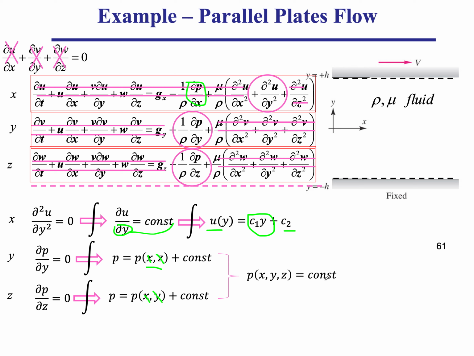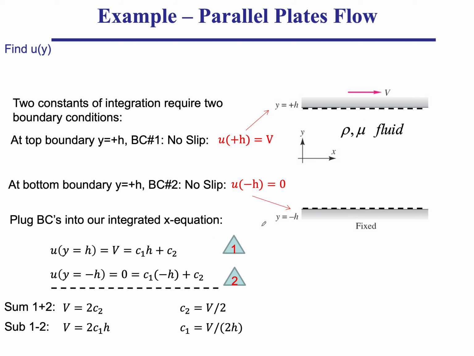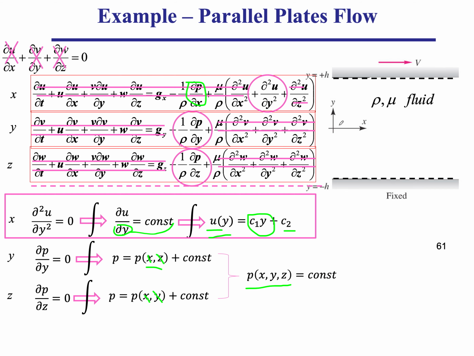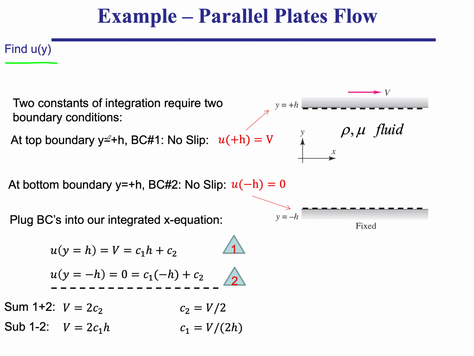It's independent of x, y, or z. So now we have pretty much solved our Navier-Stokes equation, and the solution, as we said earlier, would be to know the pressure and the velocity in the domain. However, we have those constants of integration that we really need to figure out. So we're after finding the velocity distribution. We know now that the velocity distribution is linear. So we need to apply the boundary conditions to get C1 and C2.